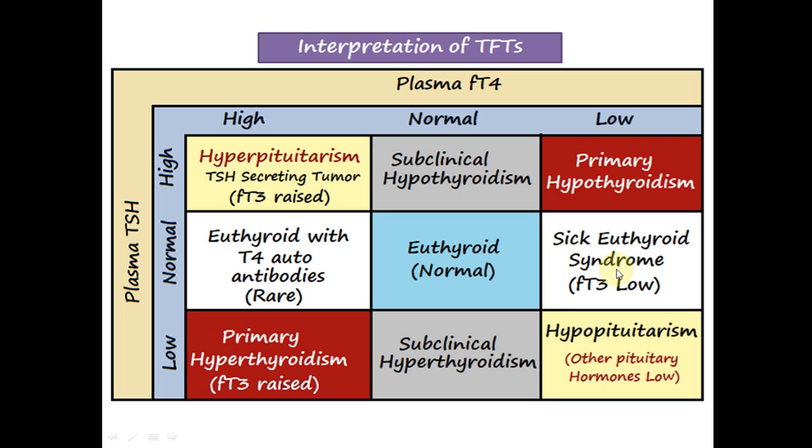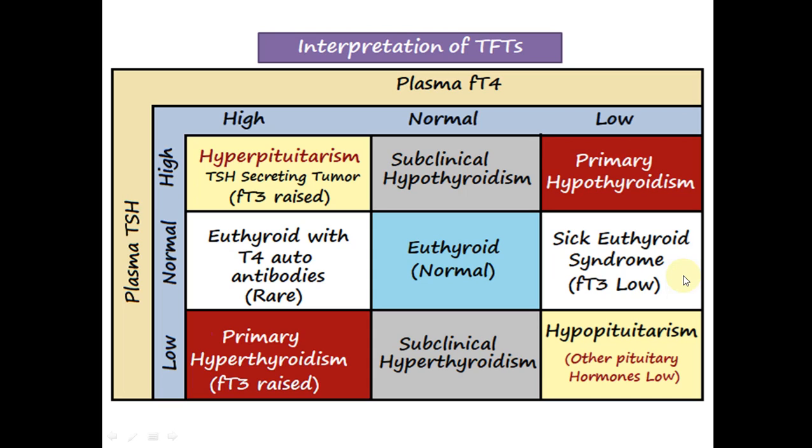Additionally, there is the condition known as sick euthyroid syndrome. In this situation, there is no abnormality in the thyroid gland. The thyroid gland is normal, but some extrathyroidal disease outside the thyroid gland, somewhere else in the body, causes abnormal thyroid hormone concentrations, because of some problems in the protein binding of the thyroid hormones.